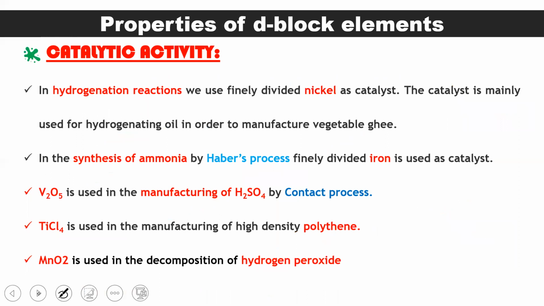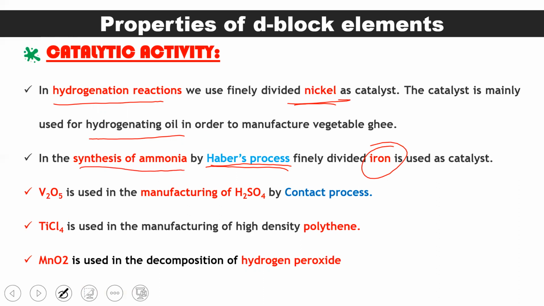So here it is mentioned some of the important catalysts which are used in specific processes and specific reactions. See this one. In the hydrogenation reaction, we can use nickel as a catalyst. Here the catalyst is mainly used for hydrogenation of oil in order to manufacture vegetable ghee. And also in the Haber process, we can use iron as a catalyst. Haber process means the synthesis of ammonia. In the synthesis of ammonia, you can use iron as a catalyst.